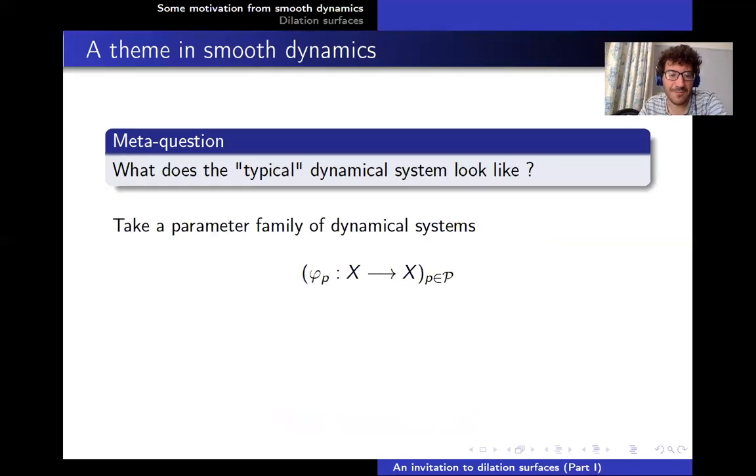So if you take a more general parameter family of dynamical systems, you have those phi_p, where p is a parameter that lies in a capital P, which is going to be a parameter space.